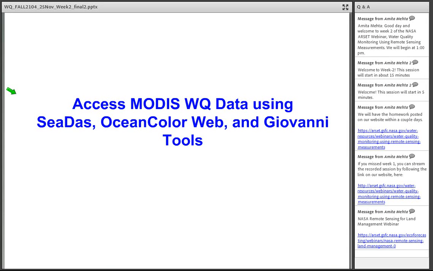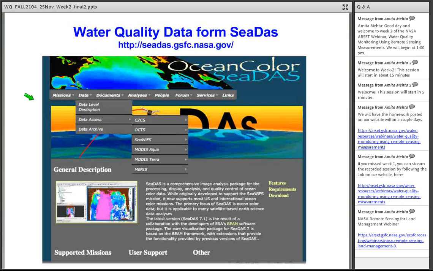So this brings us to our MODIS water quality parameter data using a number of tools that NASA has. This is without really getting any spectral reflectances or using algorithms. In first approximation, these data can be used for looking at several water quality parameters. And so we're going to start with a tool or a website, which is CDAS.